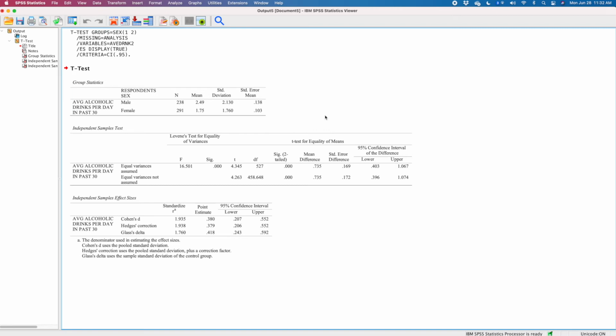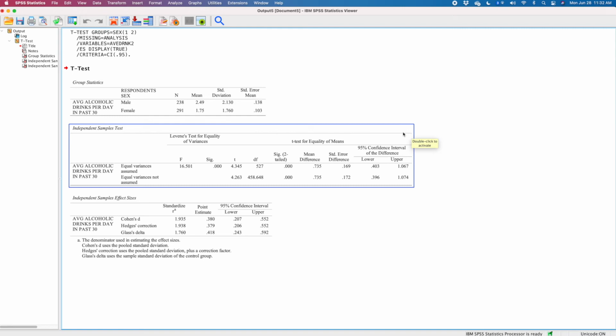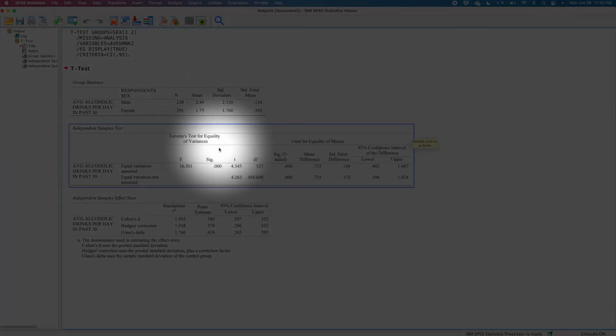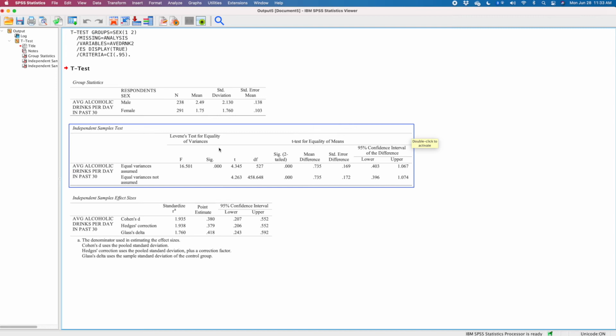Now, the interpretation of the generalization across the greater population lives in this independent samples test box. The first hurdle that we'll run into is that we have to interpret the Levene's test. The Levene's test measures whether the variances between those groups are somewhat equal enough on a 95% confidence level. This is not related to the variances of our sample. This is related to testing the variances in the greater population.